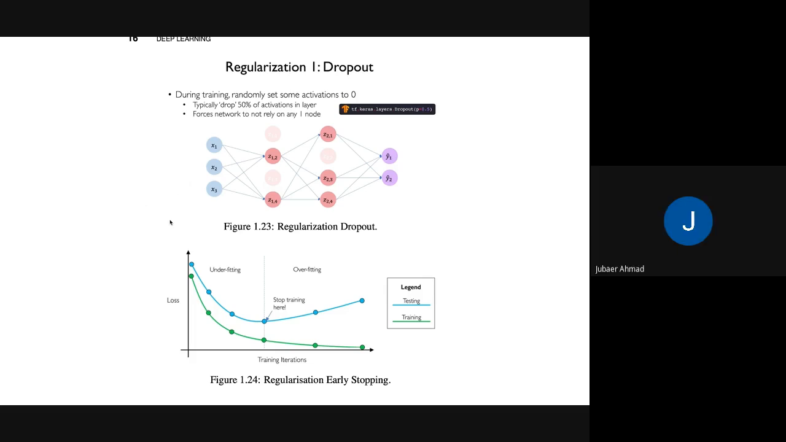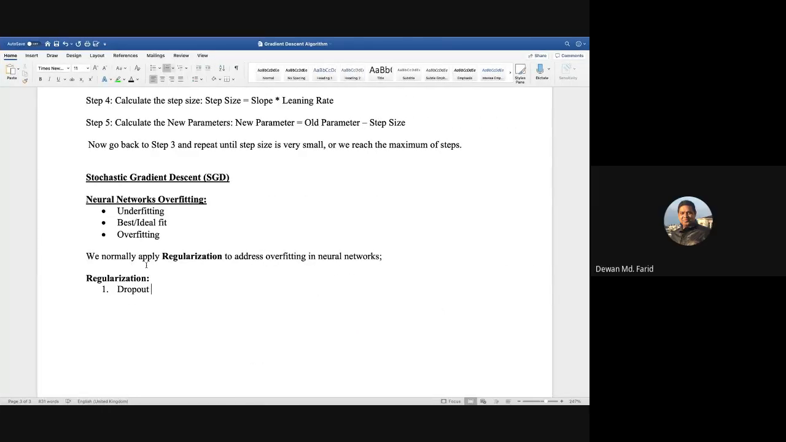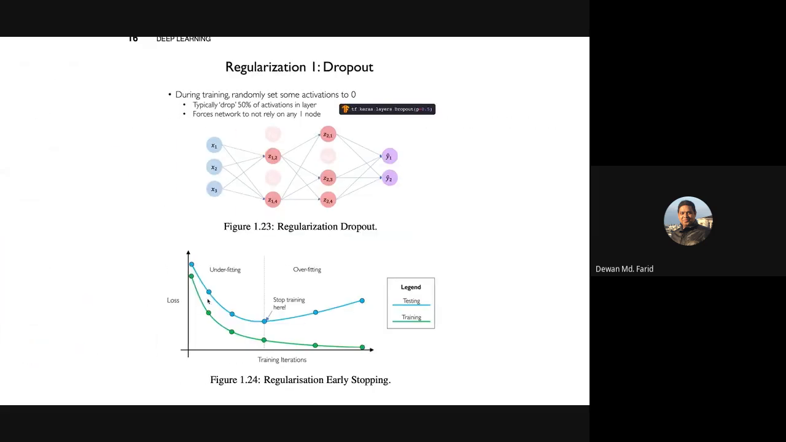Yes, sir. Okay. So another technique we have is called early stopping. Early stopping is a concept where, when we are training the neural network, we stop the training before the model becomes overfitted. Is it clear?